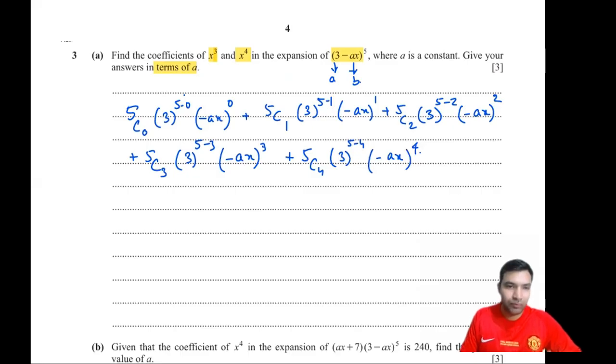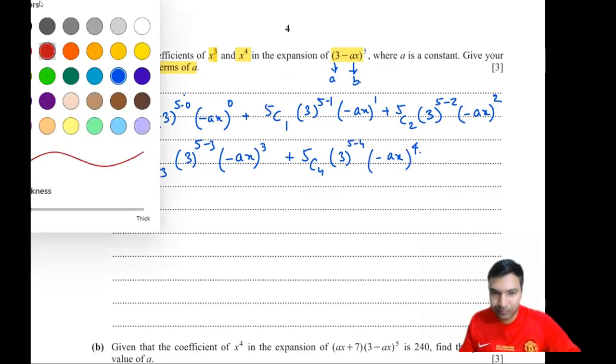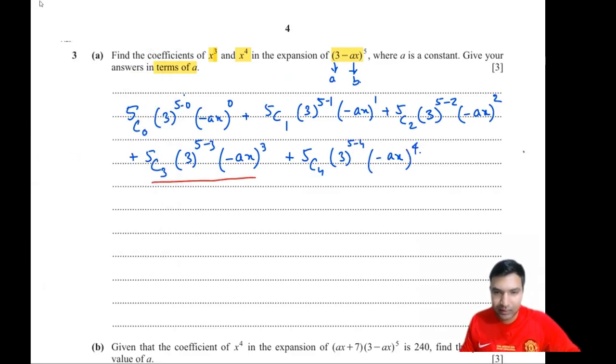Okay, now where do I see the cube term? So here is the cubic term and here is the biquadratic term, right? x to the power 4.